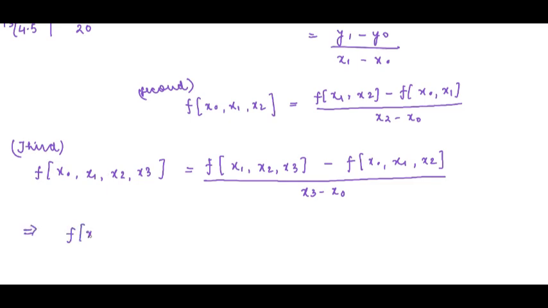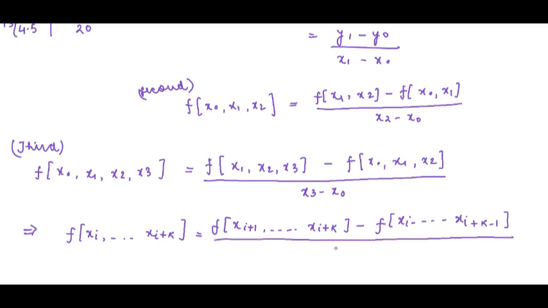And in general, we get f[xi, ..., xi+k] as f[xi+1, ..., xi+k] minus f[xi, ..., xi+k-1] divided by x(i+k) minus xi. And this is the general divided difference recurrence formula.